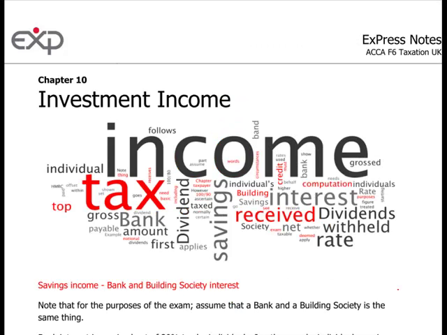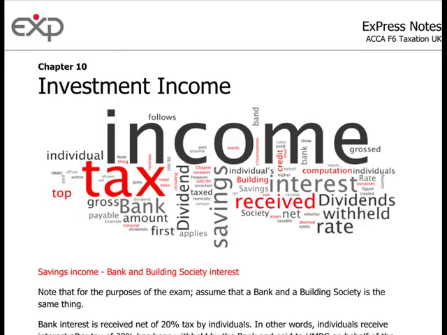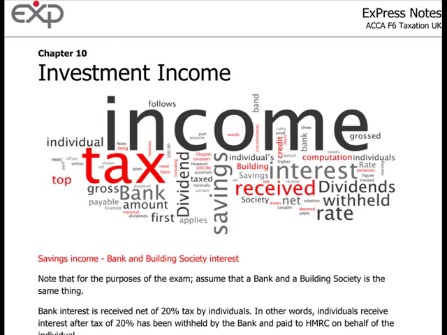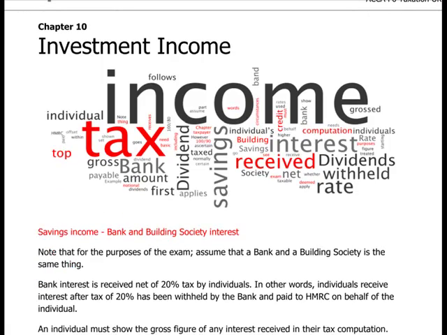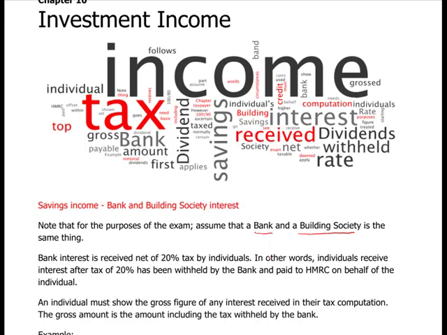Investment income is chapter 10. What is investment income? This is dealing with individuals who are receiving bank and building society interest. Now, a building society, by the way, is a particularly English colloquialism. It's basically another form of bank. Same thing. In the UK, it's received net of 20% tax by an individual.